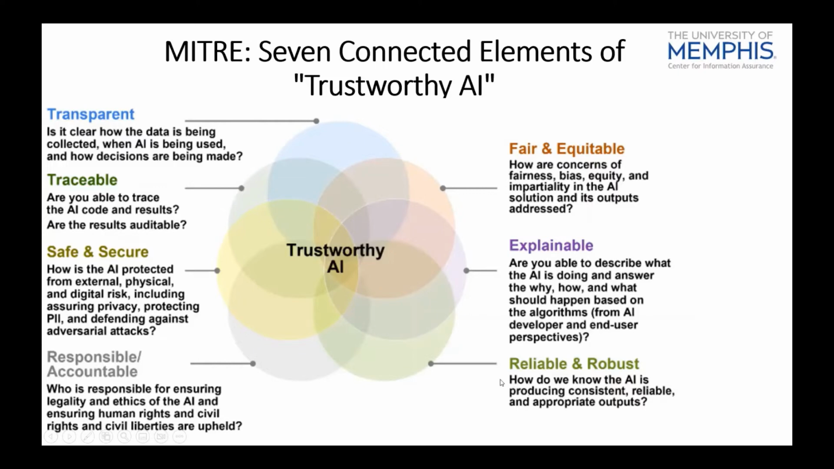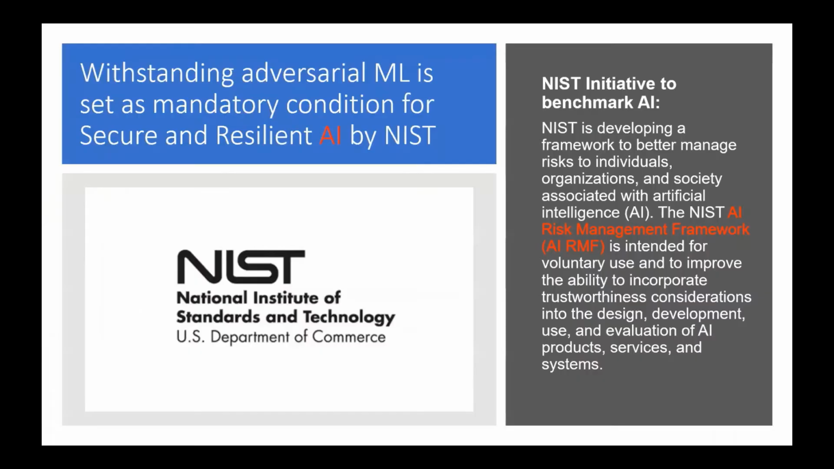Some of these, like reliable and robust, involve security and privacy aspects of the model. Others involve human accountability on all aspects. So withstanding adversarial ML is a set of mandatory conditions for secure and resilient AI-based systems, and that's by NIST.